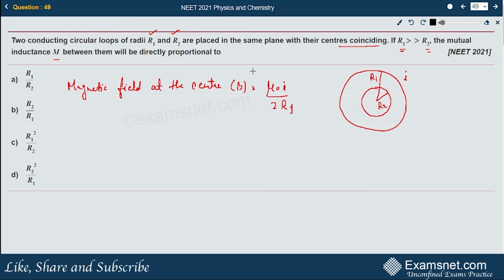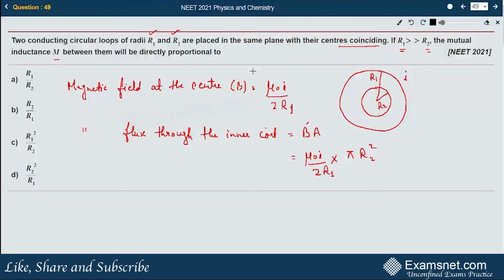Okay. So now using this magnetic field, we can find out the magnetic flux through the inner coil. What is the formula for magnetic flux? It is equal to the product of magnetic field and area, right? So magnetic flux through the inner coil will be equal to B into A, where B is the magnetic field and A is the area of the coil. So magnetic field is mu naught I by 2R1 at the center, and area of the inner coil is pi r2 square, because radius of inner coil is r2. Okay, so we can write it like this: mu naught I pi by 2, and here r2 square by r1.